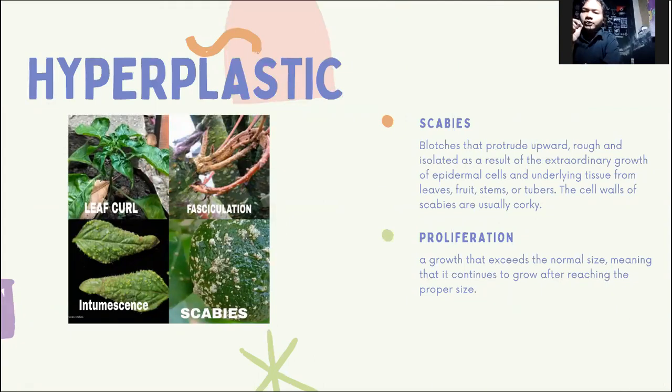Five is scabs. Scab blotches that protrude upward, rough, and isolated as a result of the extraordinary growth of epidermal cells and underlying tissue from leaf, fruit, stems or tubers. The cell walls of scabs are usually chalky. And the last is proliferation. A growth that exceeds the normal size, meaning that it continues to grow after reaching the proper size.